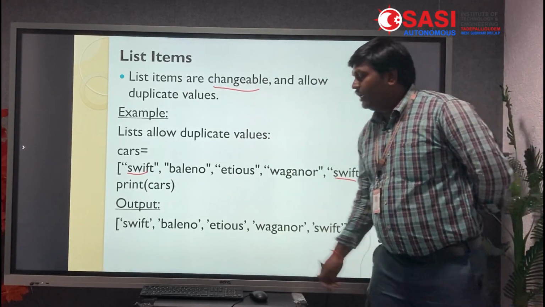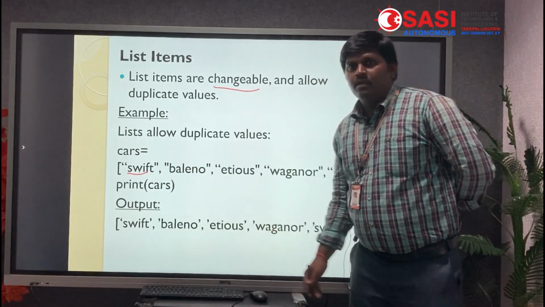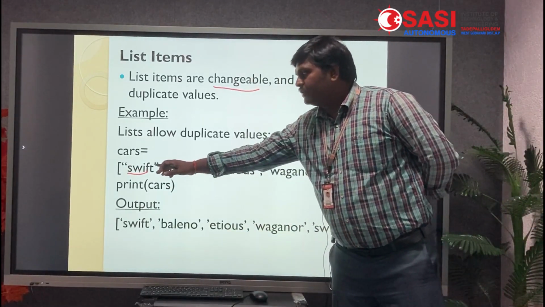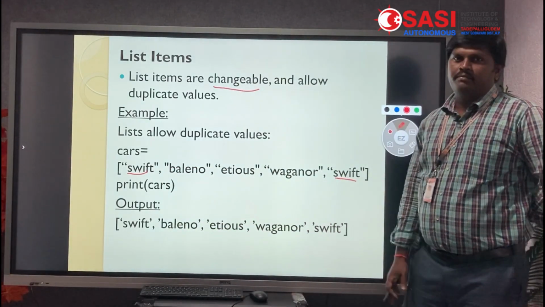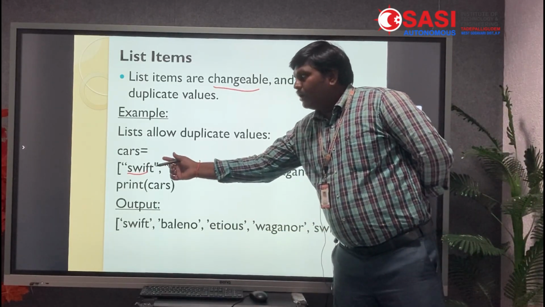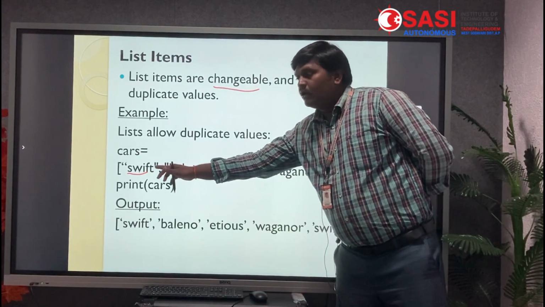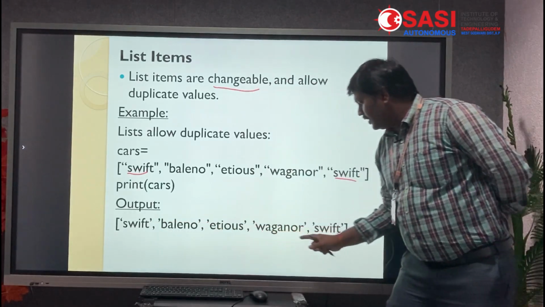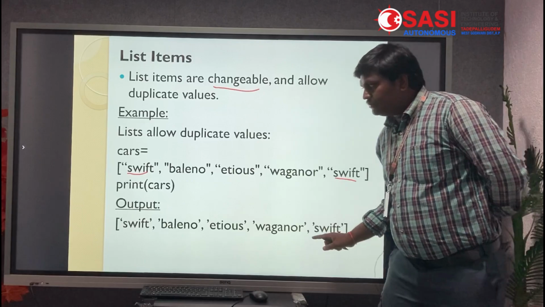The output of this list is, similarly, print cars. The output of the list elements is Swift, Baleno, Etios, WagonR, Swift. In this example we are discussing that a list allows duplicate values. The output also displays the duplicate values, right?